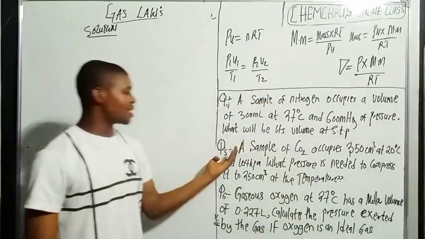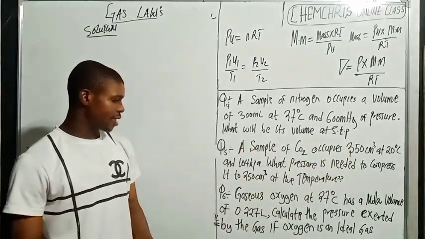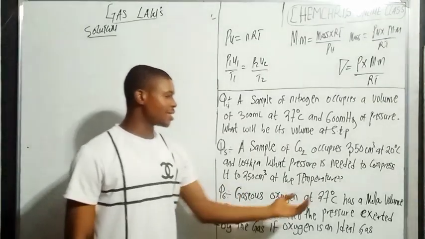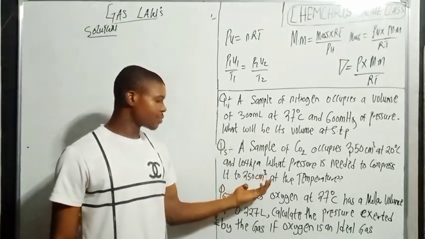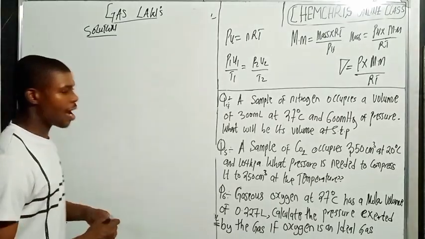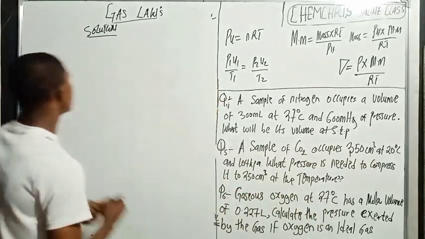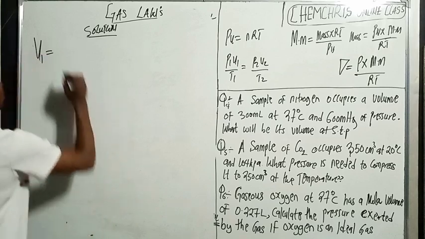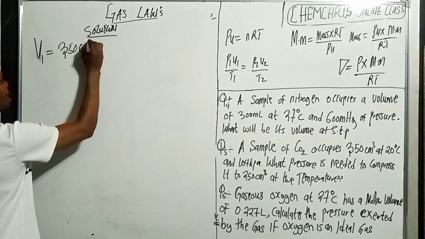Let's solve question 5. A sample of CO2 occupies 350 cm cube at 20 degrees centigrade and 104 kilopascal. What pressure is needed to compress it to 250 cm cube at the same temperature? So what we want to do here is to write out all the parameters. So you have V1, that is the initial volume. V1 equals 350 cm cube, right?